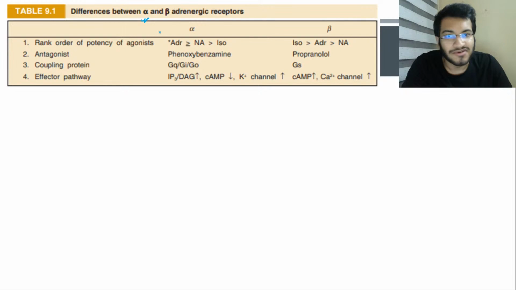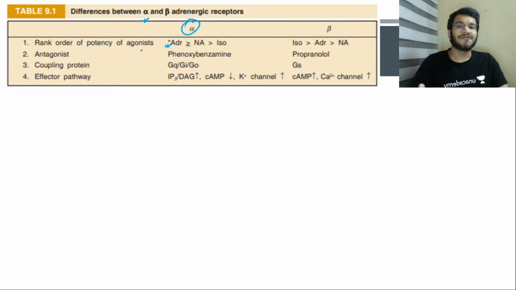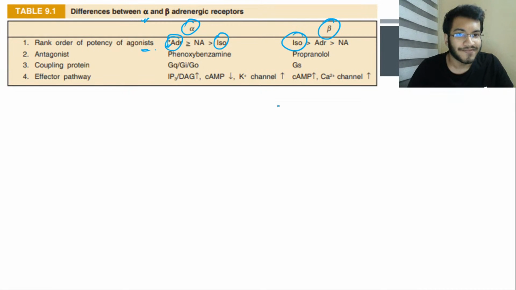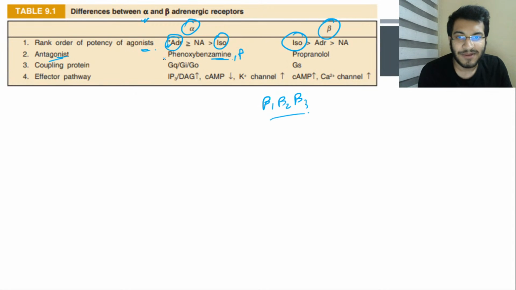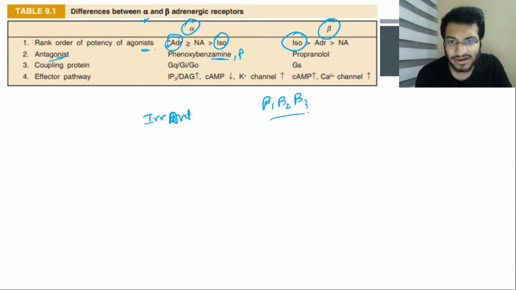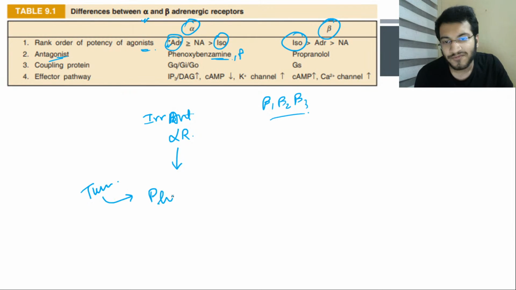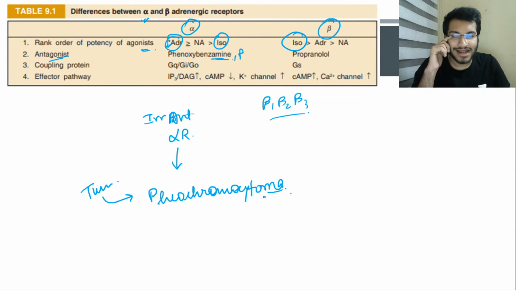alpha का काम देखो, alpha acts on adrenaline. So rank order of potency of agonist, adrenaline is maximum and isoprenaline is minimum. And on beta, isoprenaline is maximum, right. Isoprenaline stimulates beta 1, beta 2 and beta 3, all the three, but as such adrenaline नहीं करता. Then antagonist, phenoxybenzamine, phentolamine, right. Phenoxybenzamine is irreversible blocker or irreversible antagonist of the alpha receptors, and as it is irreversible, so it is not used normally. It is only used in the tumor like conditions of pheochromocytoma.